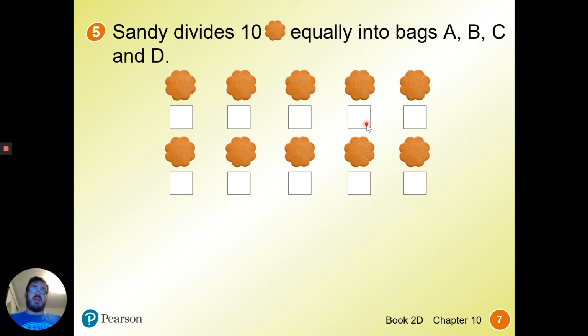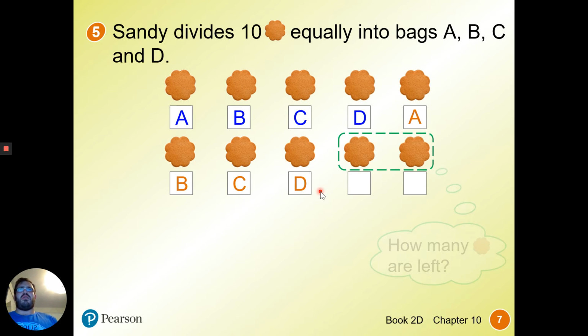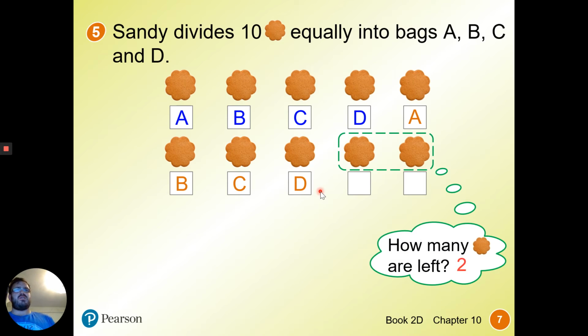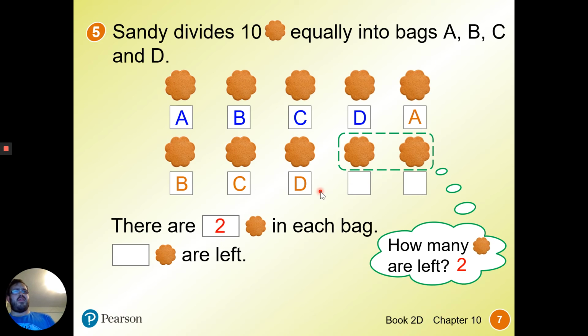So Sandy divides 10 cookies equally into bags A, B, C, and D. So we're going to do the same again. We're going to go A, B, C, D. Then we'll start again, A, B, C, D. And then we can see that we've only got 2 spaces left. So we know that each person equally gets 2 cookies, and there are 2 spares left over. The 2 left over means we can't share them out.